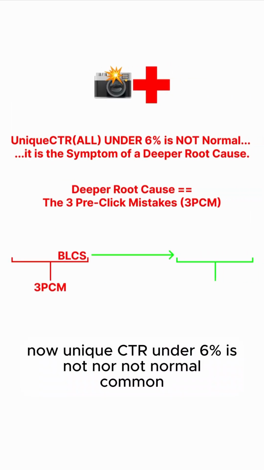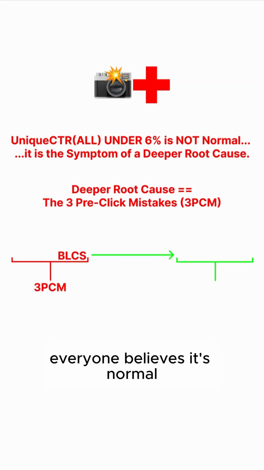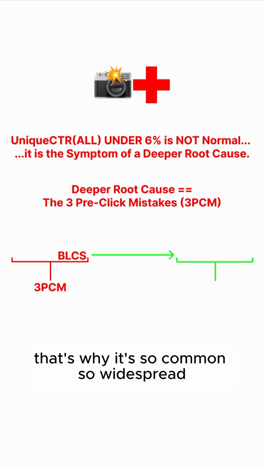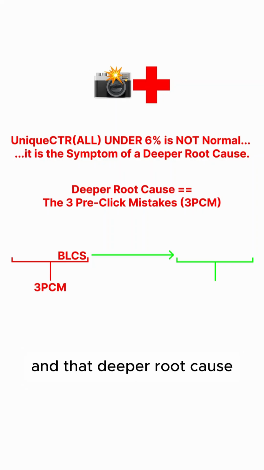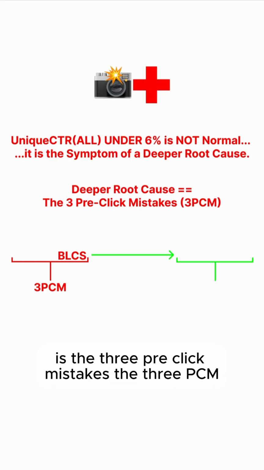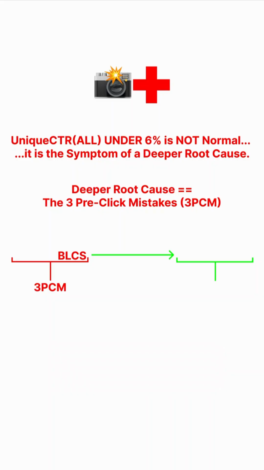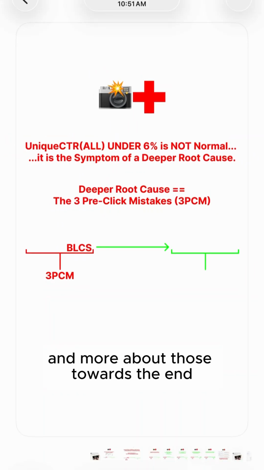Now, unique CTR under 6% is not normal. Everyone believes it's normal. That's why it's so common, so widespread. But it's not. It's actually the symptom of a deeper root cause. And that deeper root cause is the 3 pre-click mistakes, the 3 PCM. And more about those towards the end.